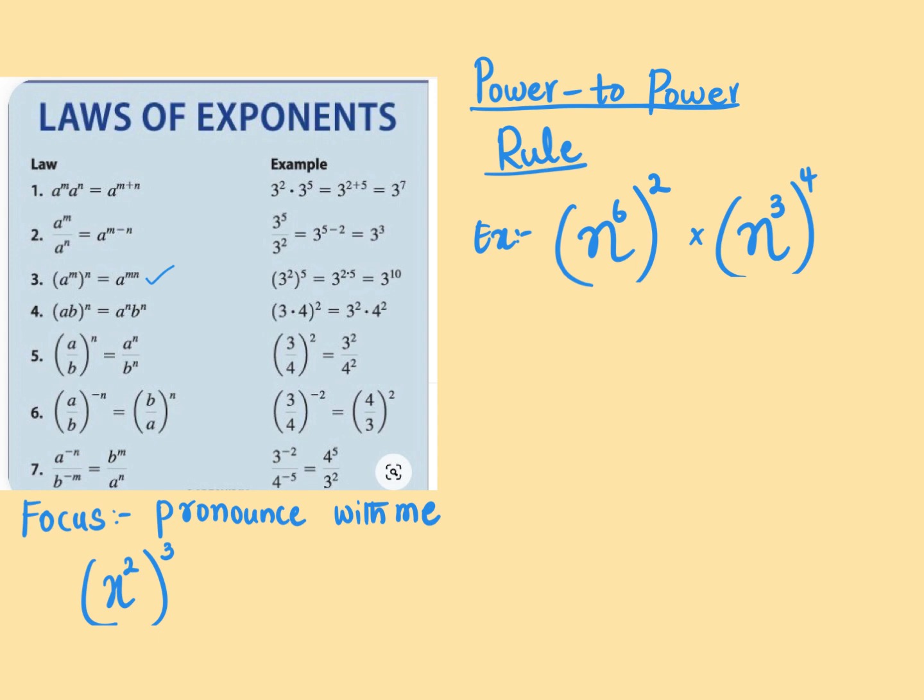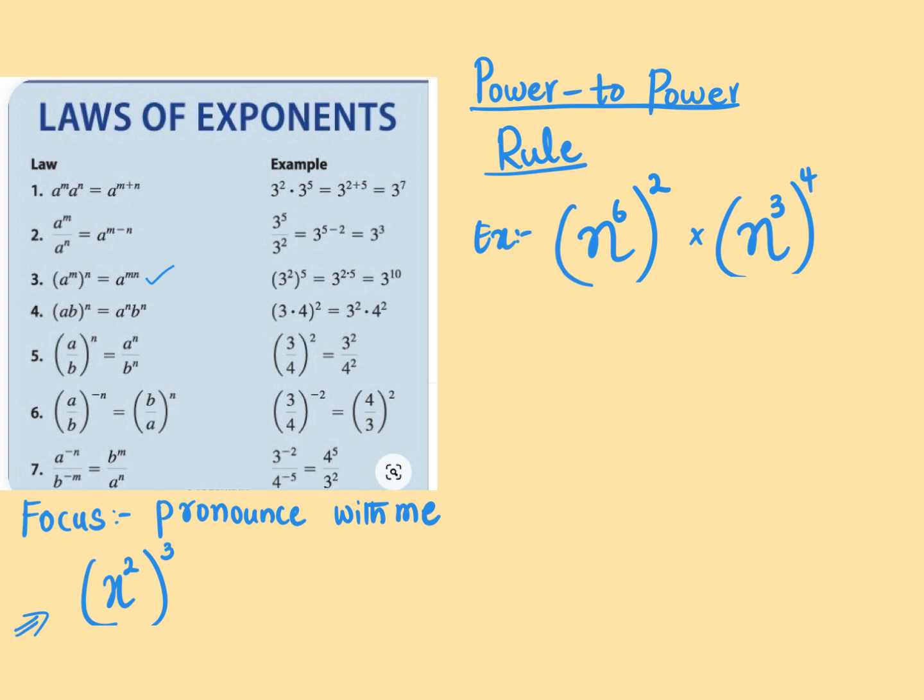Before we begin, there is something that I want you to pronounce with me. You see here, I have x to the power of 2, and there are these brackets, and then there is another power which is 3. So how do you pronounce this? We say it x square whole power 3. So the brackets must be read as whole power 3. That's very important. What it means is this x square is covered over another power which is 3.